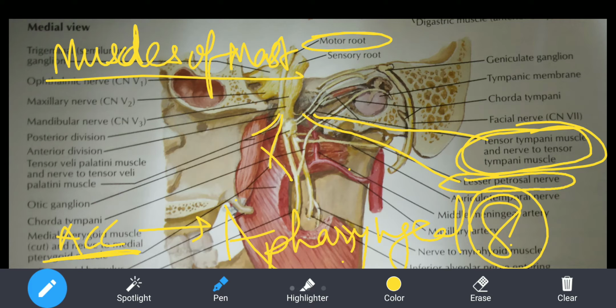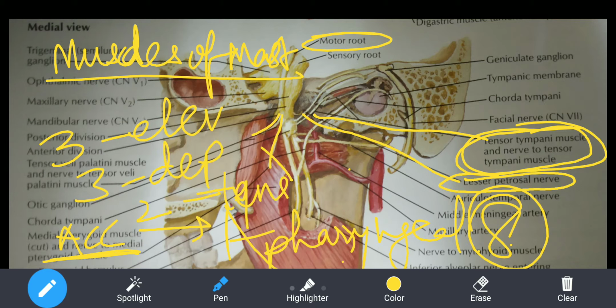There are 8 muscles. 3 are elevators of the mandible. 3 are depressors of the mandible. And 2 are the tensor muscles. Tensors, not tympani, tensors. One is tensor tympani. You can see this branch is here only. What is it doing? It will tense the tympanic membrane to balance the air.